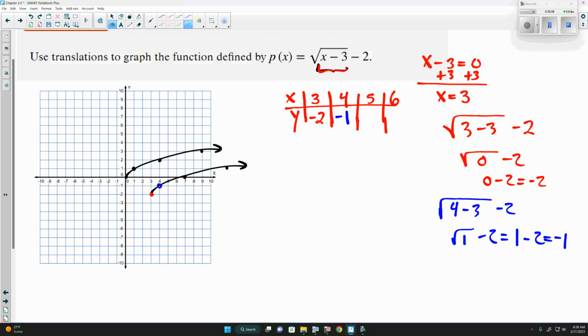Does it look like 5 is going to work out nicely? Probably not. It looks like it on the graph that we have. Square root of 5 minus 3, minus 2. 5 minus 3 is 2. Can we take the square root of 2 and get a nice number? No. Square root of 2 is irrational. Now for the program Alex, you can plot the point 5 comma square root of 2 minus 2, and it'll give you the point, which is somewhere about right here.